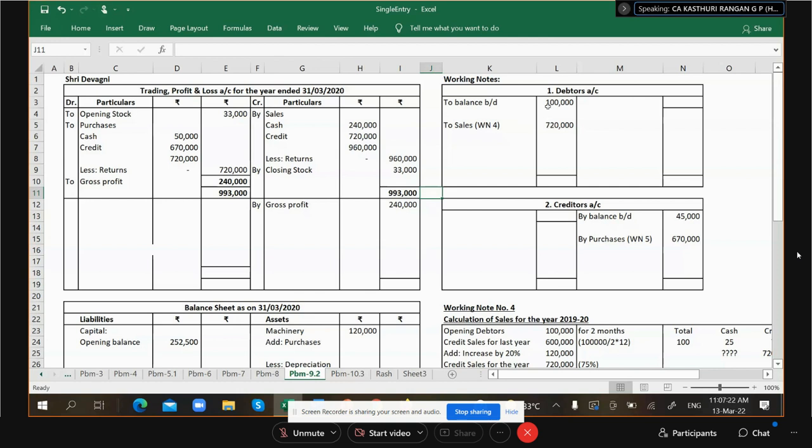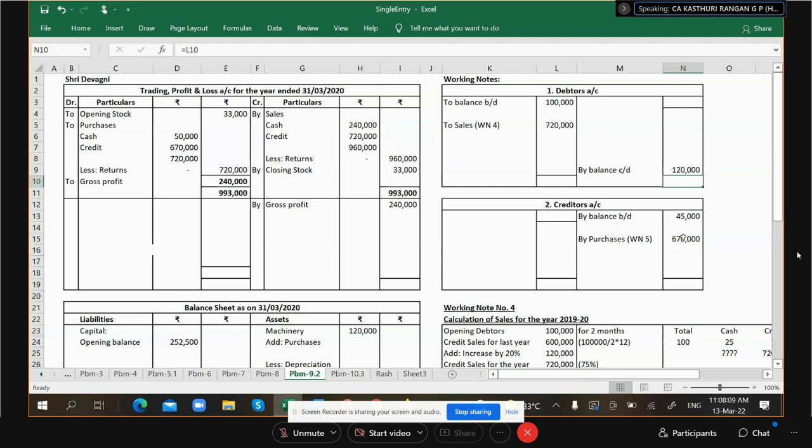Now friends, in the debtors account, opening balance only given, closing balance not given. Is it possible to find out? Yeah, it is possible. What does the problem say? Terms of credit for debtor is 2 months. So in this year, the sales is 7,20,000. That is a 12-month sales. What will be the closing balance? It will be 2 by 12 of 7,20,000. Correct? So if 12-month sales is 7,20,000, what is 2 month sales? That will be the closing balance of debtors.